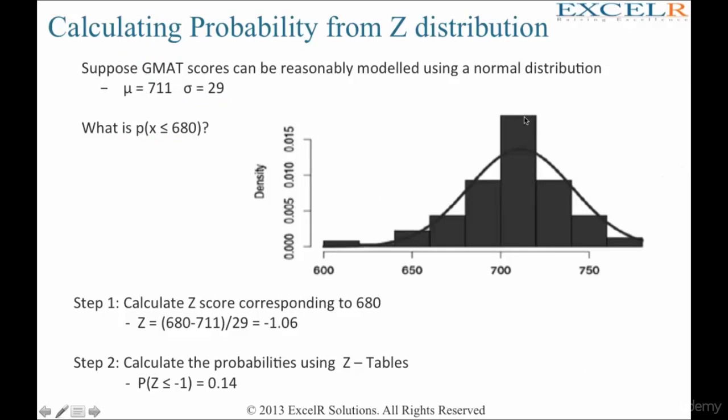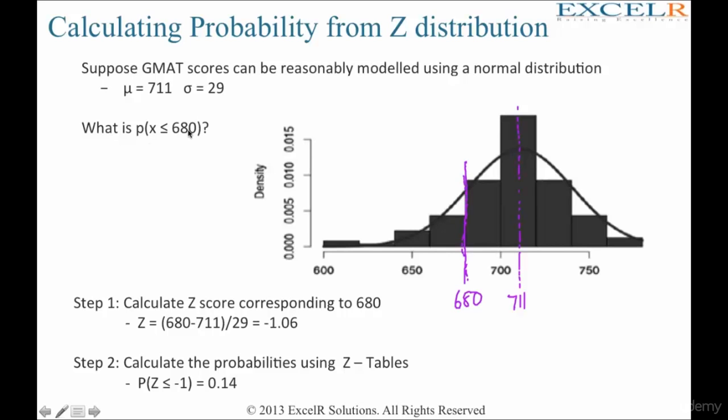And where would you find the mean here? Mean is always the peak, right? So do you see a peak there? That is your mean, which is 711. And where would we find 680? Would it be towards the right of the mean or left of the mean? It would be towards the left of the mean, and 780 would be roughly here. Or sorry, 680, my bad. It would be roughly there.